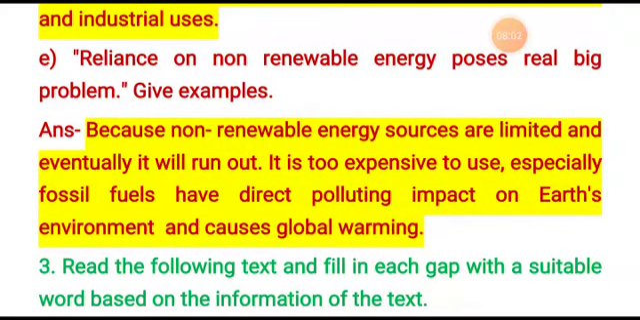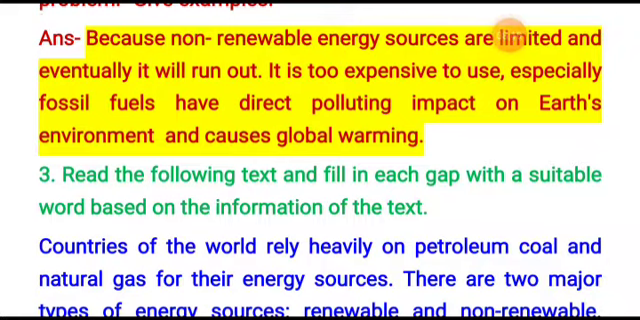E. Reliance on non-renewable energy poses a real big problem. Give example. Because non-renewable energy sources are limited and eventually it will run out. It is too expensive to use, especially fossil fuels have direct polluting impact on Earth's environment and cause global warming.